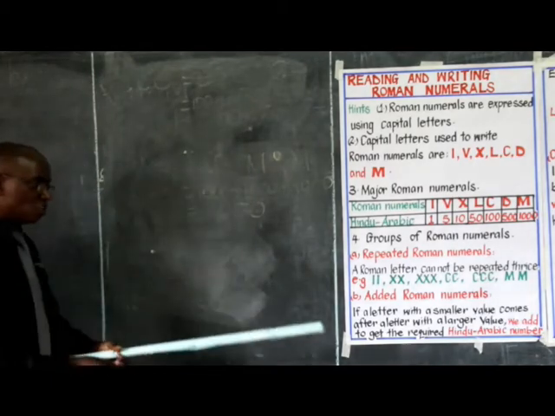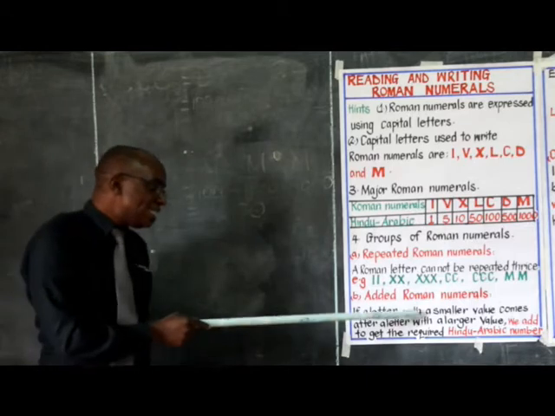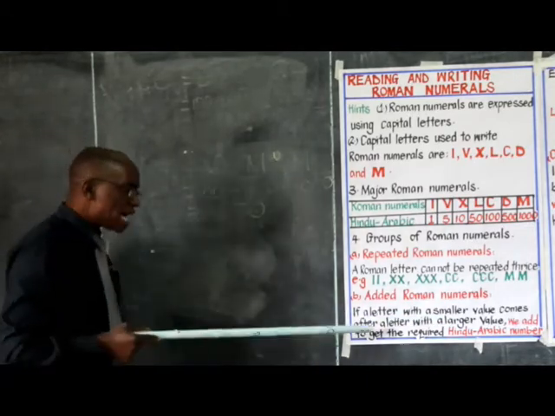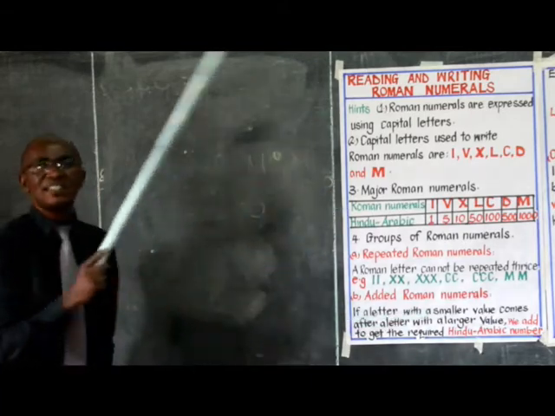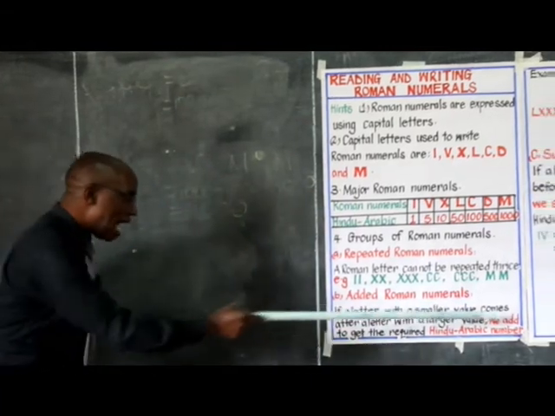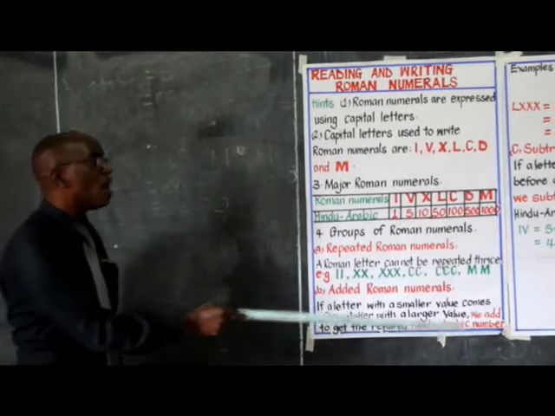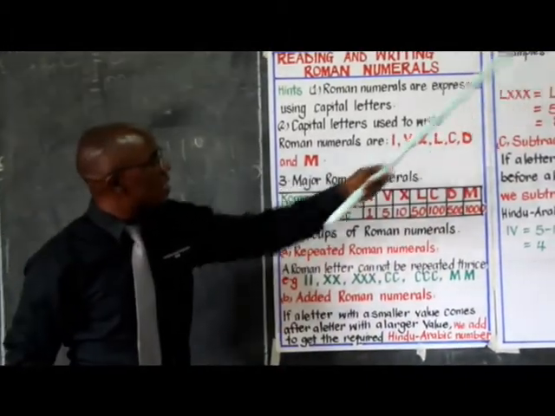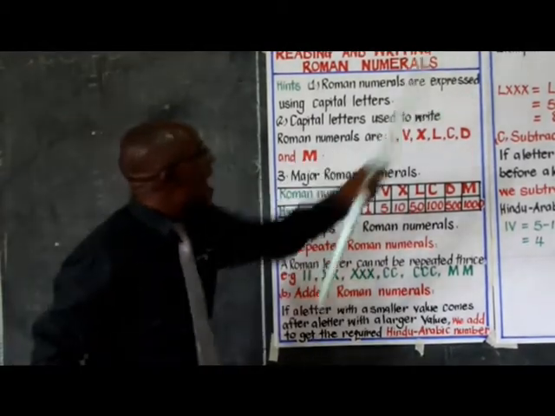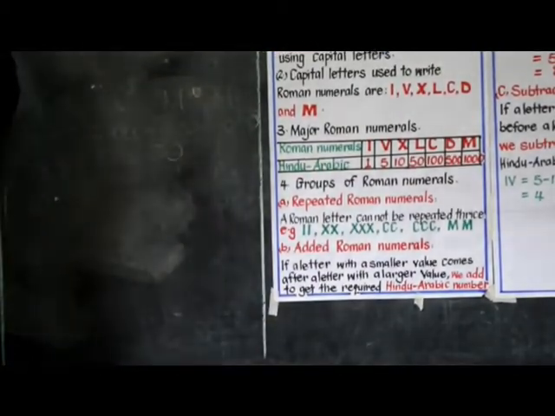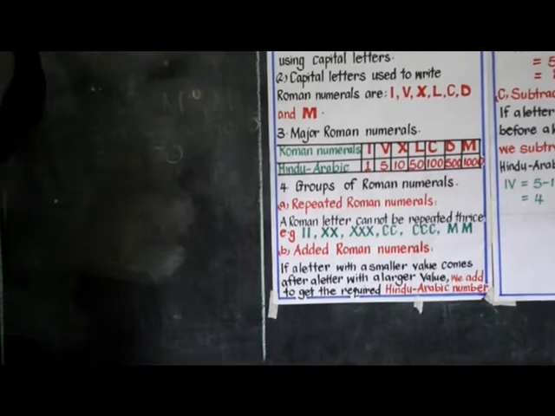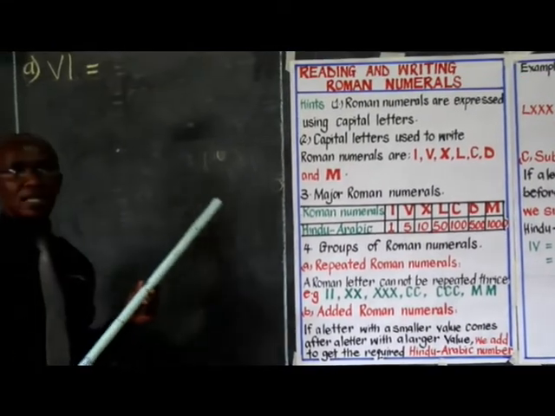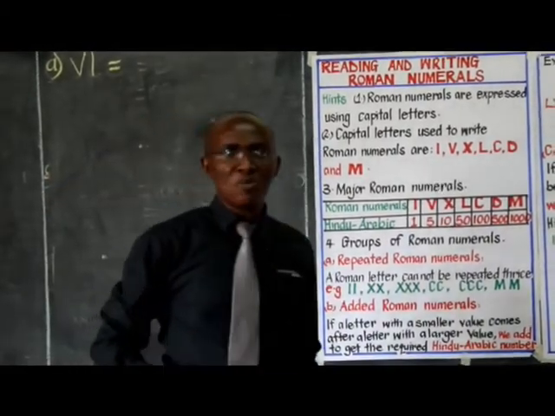So we are looking at that group and we are saying that if a letter with a smaller value comes after a letter with a larger value, we add to get the required Hindu-Arabic number. Example. One example is here. You are seeing VI. VI is a Roman number or a Roman numeral.